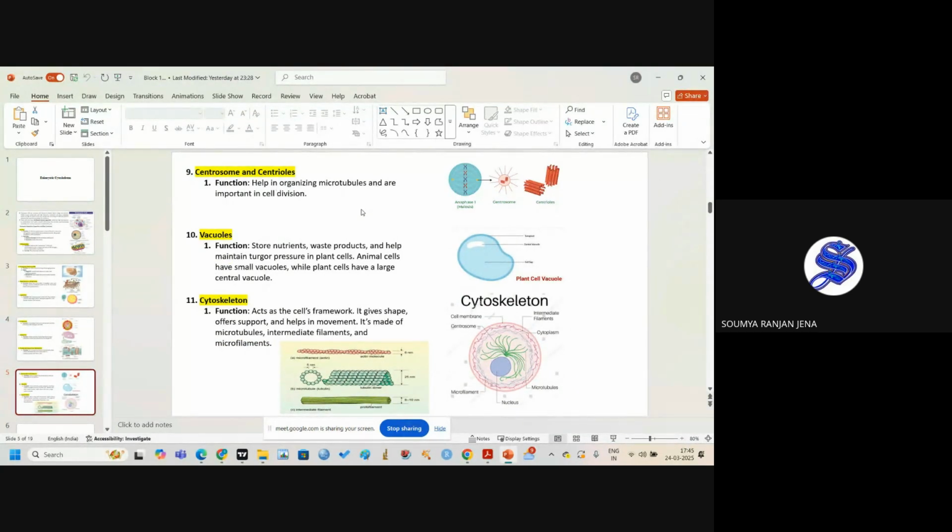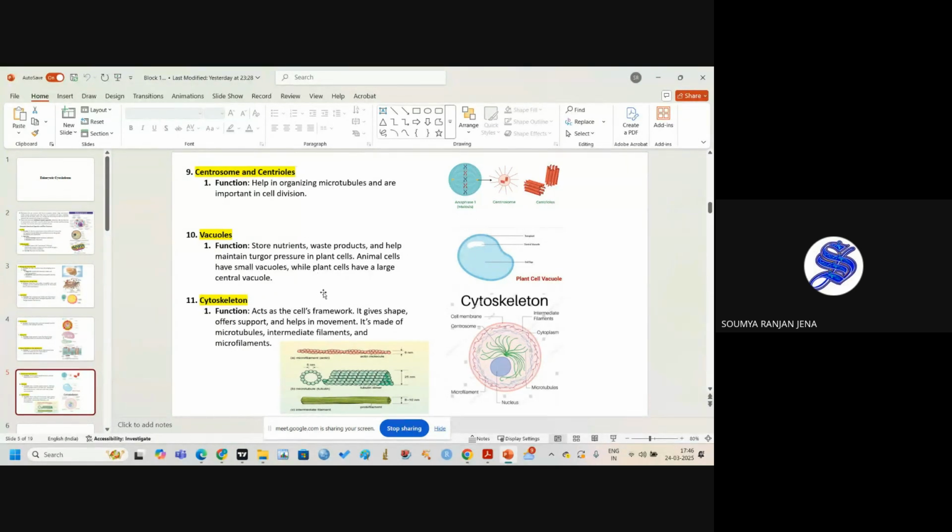Then another organelle is called the centrosome or centrioles. The centrosome or centrioles help organize microtubules and are important for cell division. We can study the details of the microtubule process for the centrosome and centrioles during the cell division process. This is called the centrosome, and the inner side is called centrioles, and these are required during the cell cycle and cell division processes.